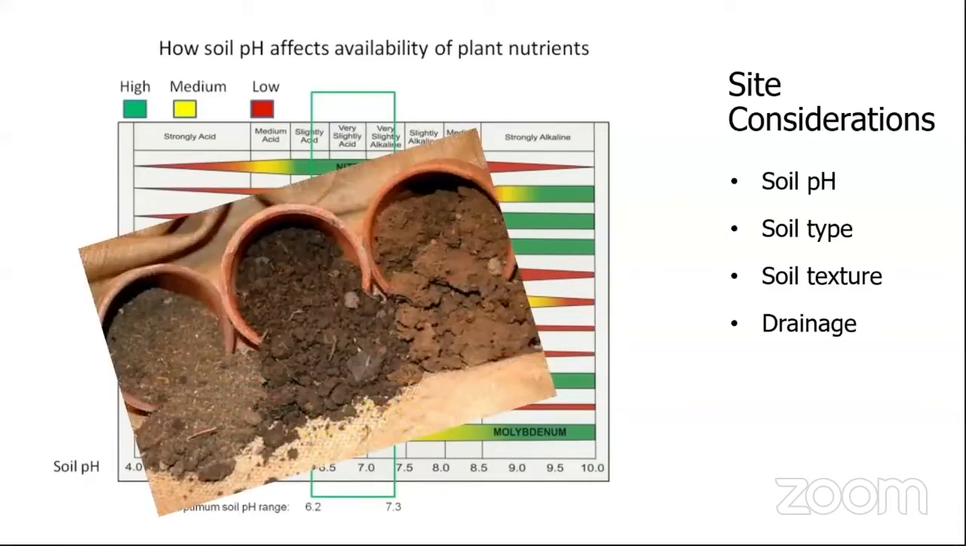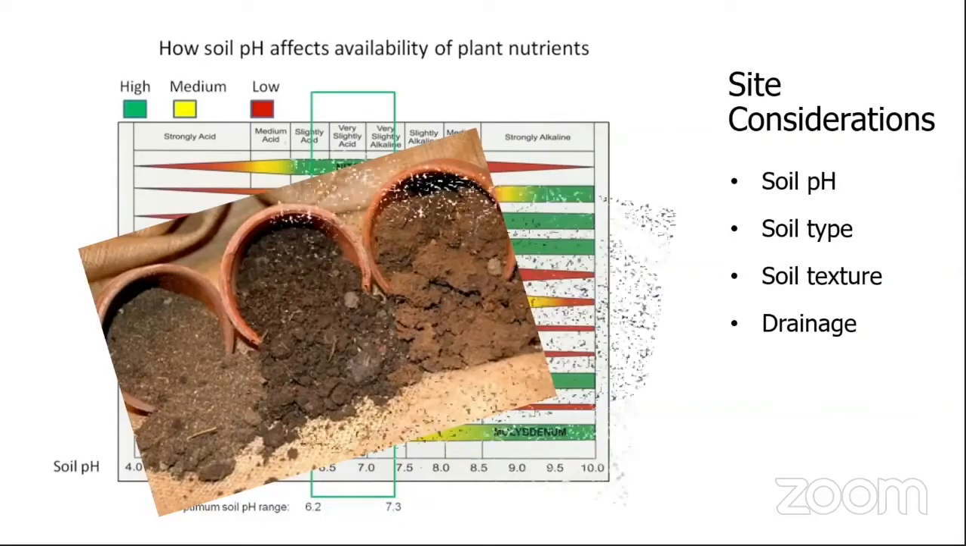Soil type and texture are very important as well. Typically, we have a combination of sand, silt, and clay. However, in most parts of Indiana, especially in central Indiana, we tend to, as I mentioned earlier, have a more clay situation. One of the things that this impacts is drainage, and also water holding capacity.